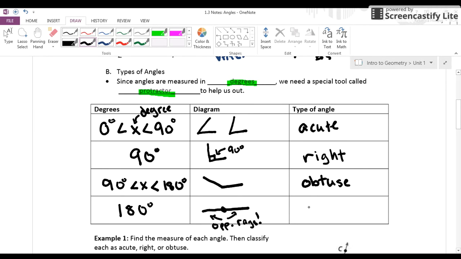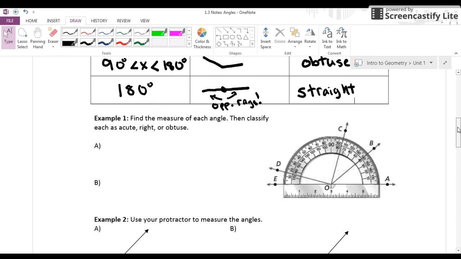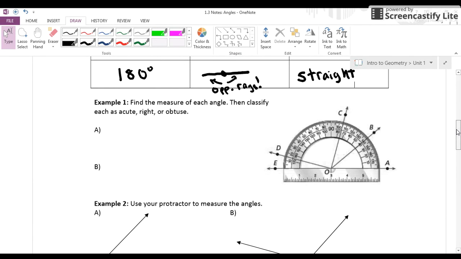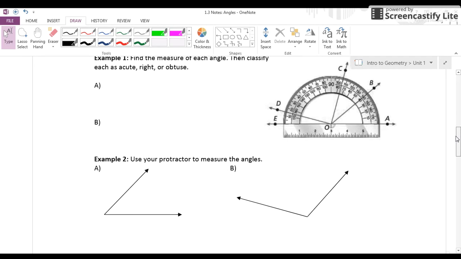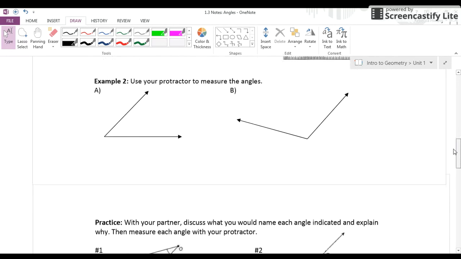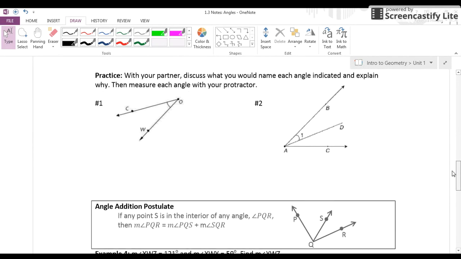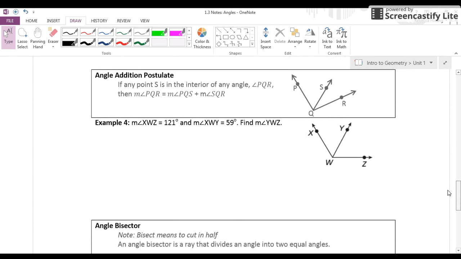So we have a straight line, so it's called a straight angle. So make sure you know that vocabulary. We're going to be using that when we talk about some angles. Okay? Taking a look at example 1, we're going to skip all this and we're going to talk about example 1, example 2, and that practice in class. And let's skip down to the angle addition postulate.